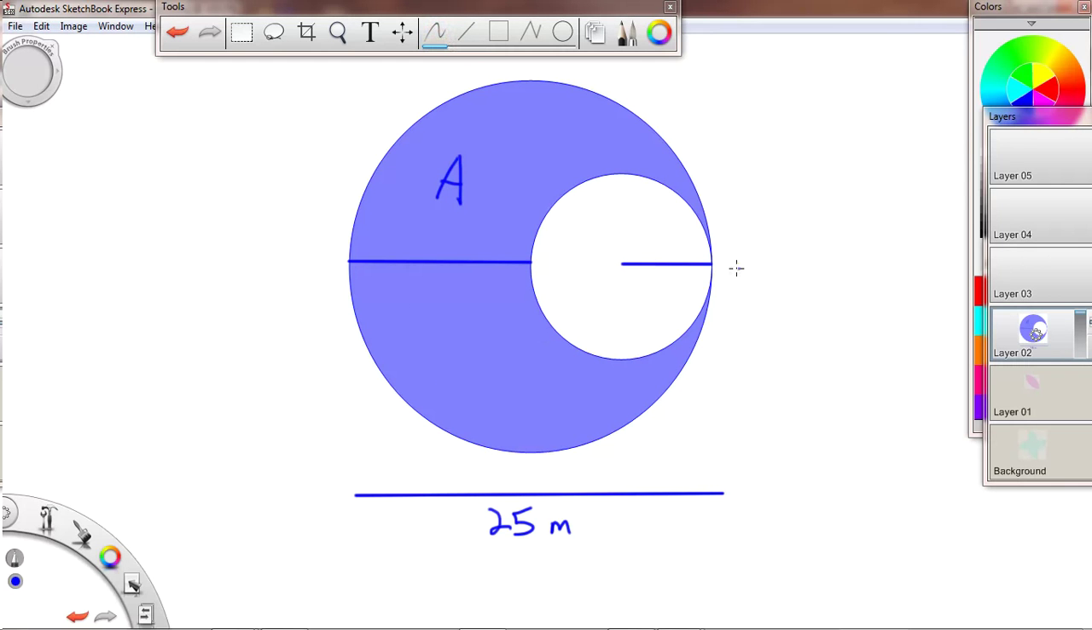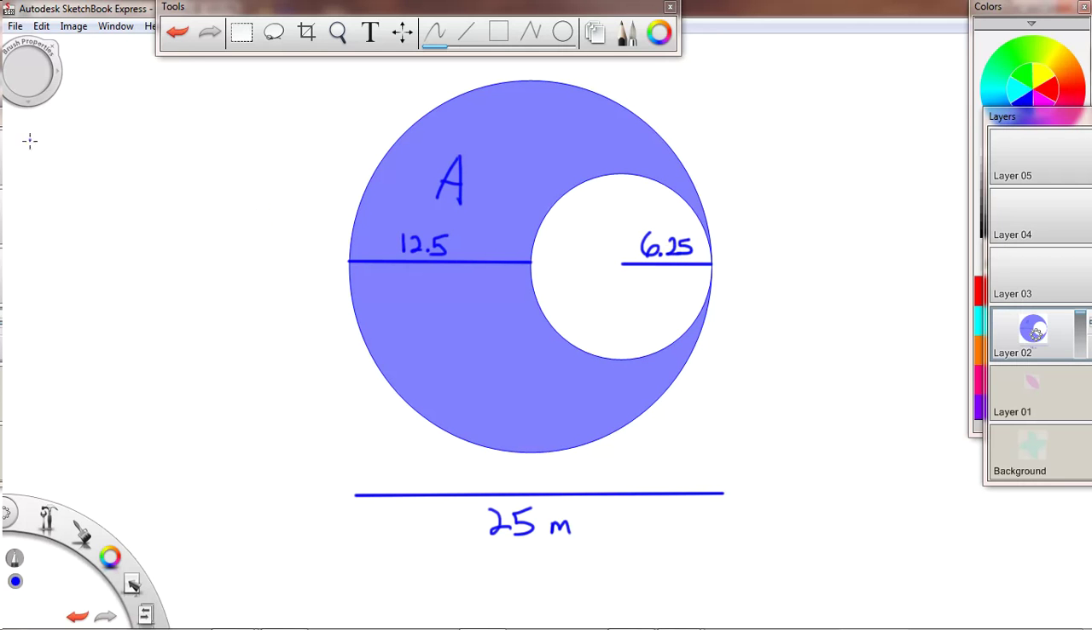Well, if the distance all the way across the circle is 25, that makes this radius here half of 25, which is 12.5. And look at this. The radius of this white circle here looks to be, and it is, half of the radius of the big circle. Yeah, this circle here is half the size of the big one. So we're going to say that this is going to be 6.25 meters, of course, but I'm not going to write down all the units.